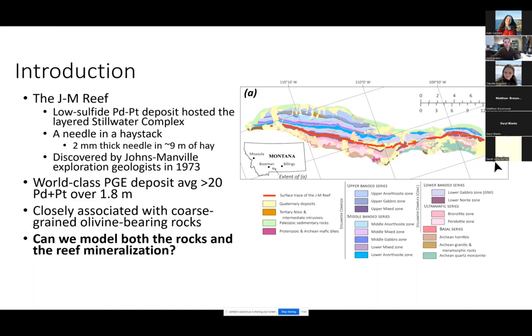It's a world-class PGE deposit with grades over 20 ppm palladium plus platinum over about a meter and a half. And the reef is hosted in coarse-grained to pegmatoidal olivine cumulates. So the goal of this project was to see if we could model both the origin of those olivine-bearing rocks and the high tenor sulfides in the reef.